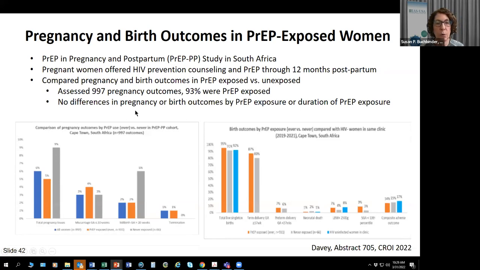And what they saw was no difference in pregnancy outcomes shown on the left, things like miscarriage and stillbirth, or on the right, birth outcomes, things like preterm delivery and low birth weight. There was no difference between people who had taken PrEP and people who hadn't taken PrEP. So that's good news on the safety of TDF-FTC PrEP for pregnant women.